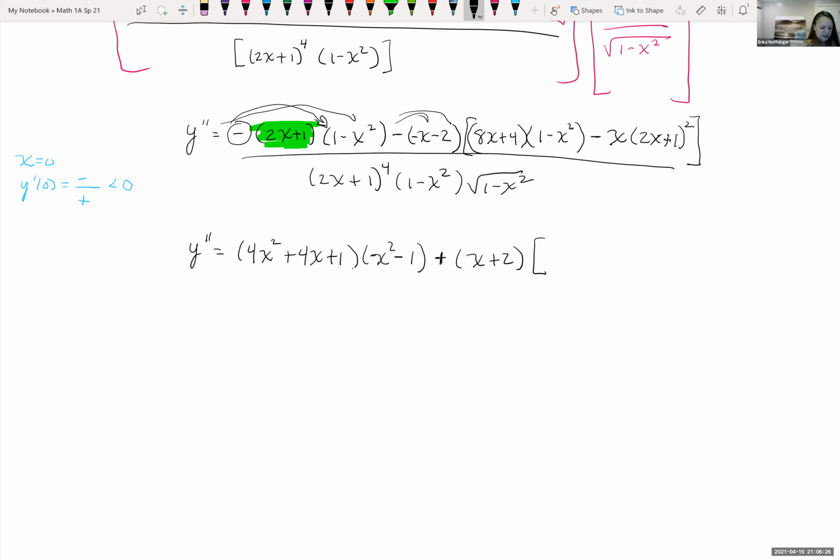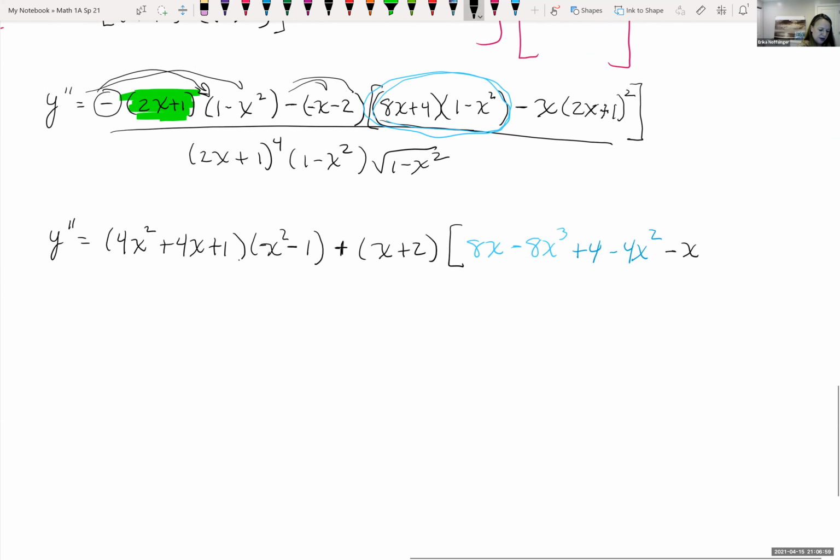Inside our bracket, so let's go ahead and distribute and combine like terms. So if we distributed 8x plus 4 times 1 minus x squared. So that's going to give me 8x minus 8x cubed. Doing the 4, that would give me plus 4 minus 4x squared. Minus x, and now I need to FOIL out 2x plus 1 times 2x plus 1. So if I did that, that's 4x squared plus 4x plus 1.